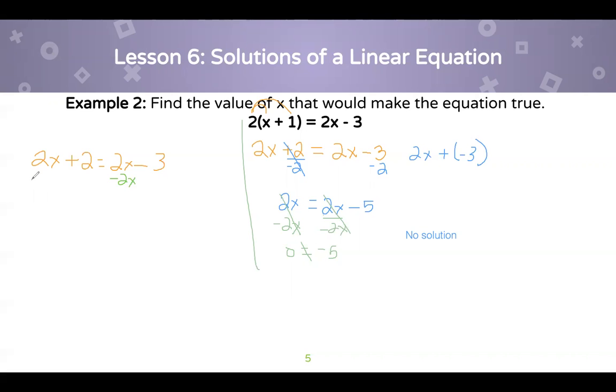I get rid of that 2x on this side, which means I have to subtract it on this side. Well, what happens? It cancels out the 2x over here. It cancels out the 2x over here, and I'm left with 2 equals -3. Does 2 equal -3? Of course not. So again, it doesn't matter which order I do this in, but in both cases, I find that there is no solution to this example.